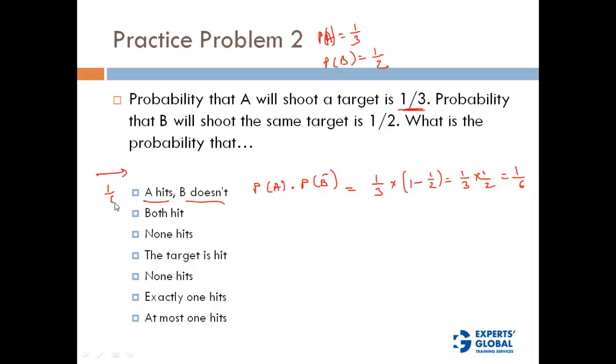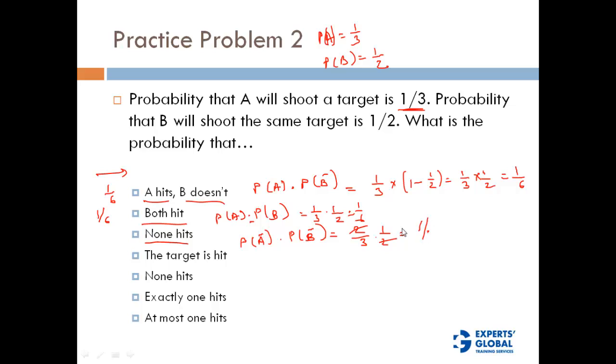So this is 1/6. Both hit. I am talking about A hits and also B hits. Since there is an and, I multiply. So what I get is 1/3 into 1/2, which is 1/6 again. None hits. None hits means A doesn't hit and B also doesn't hit. Correct? So A doesn't hit is 2/3, B doesn't hit is half. So probability of both not hitting is 1/3.